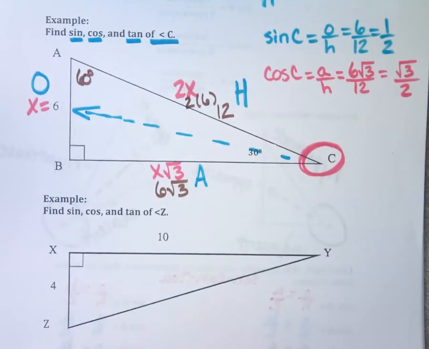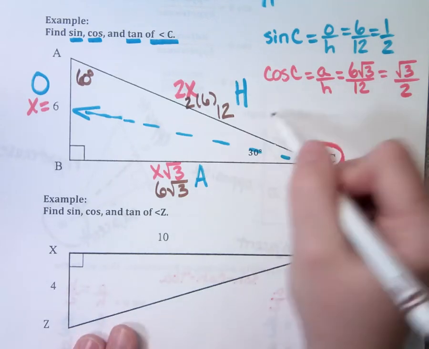All I did was I reduced 6 over 12. 6 over 12 reduces to 1/2. I just don't have to put that 1 there. I can, but I don't have to. Very nice. Okay, now let's try tangent.